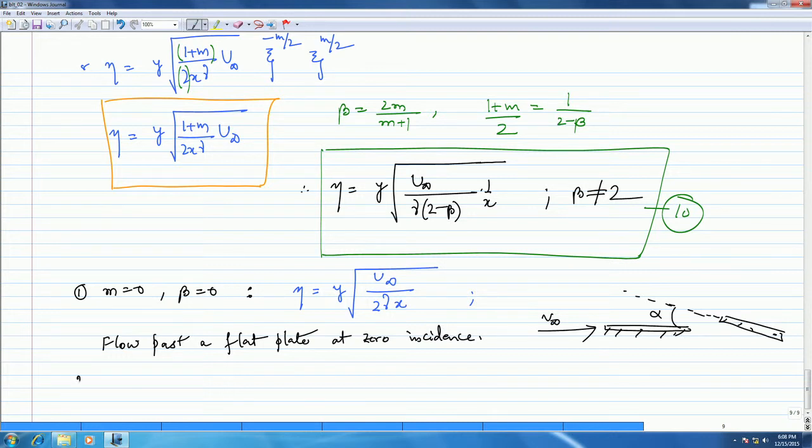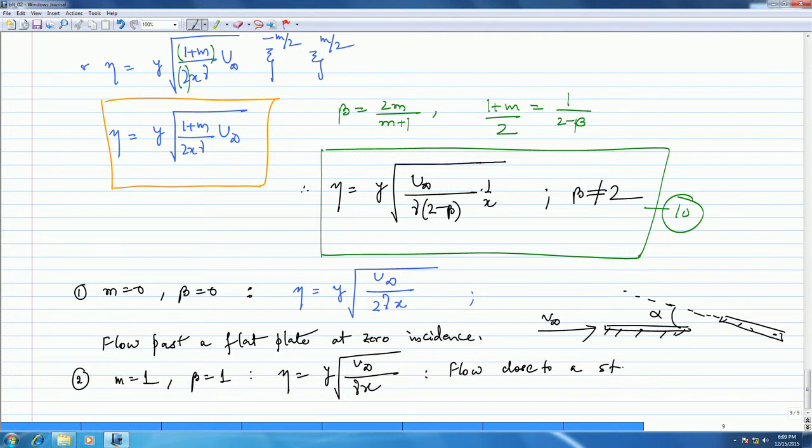And the second case, m is equal to 1 and beta is equal to 1. What happens to our eta then? Eta is y under root u infinity over nu x, since 2 minus 1 is basically 1. This is your eta, and then the corresponding delta bar, and this is flow close to a stagnation point. It is a flow which is close to a stagnation point.